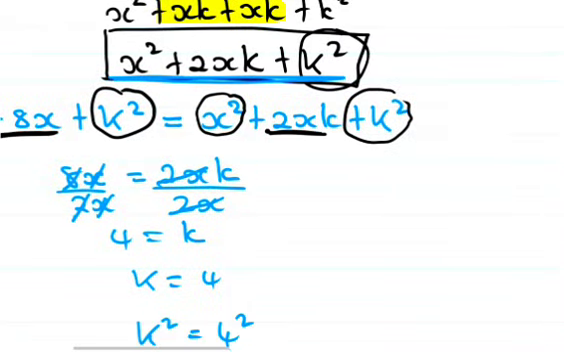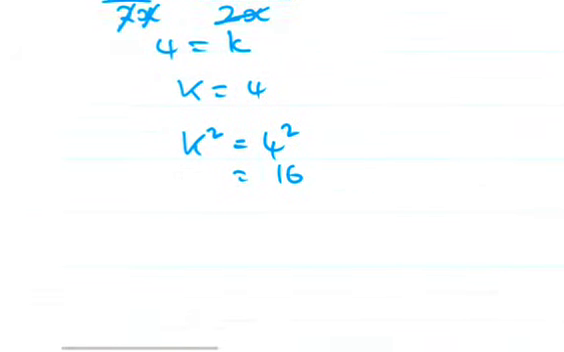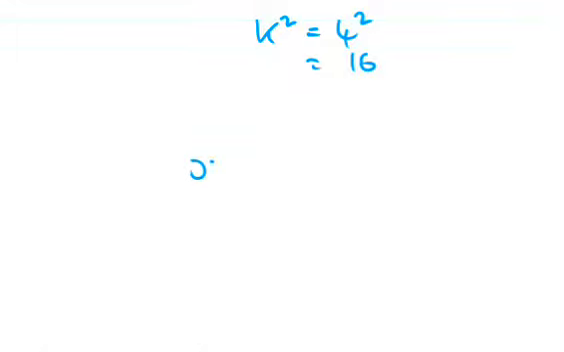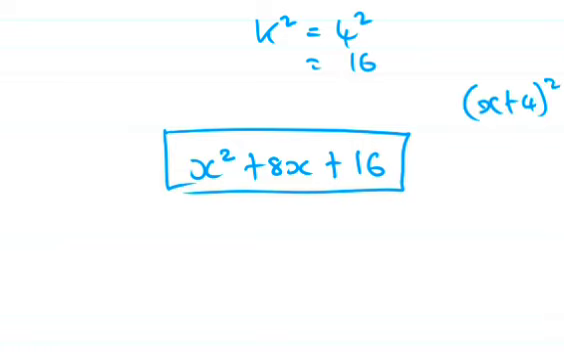Therefore, we're supposed to add 16 here to make it a perfect square. Ndekuti our expression, we have x square plus 8x plus 16. This is a perfect square expression. Titati tipange factorize, titatsala ndi x plus 4 squared.